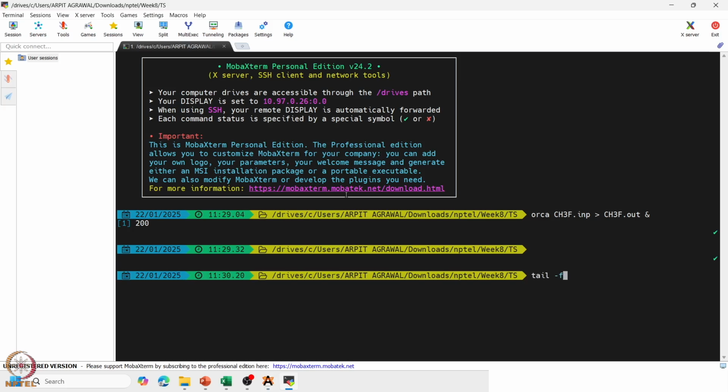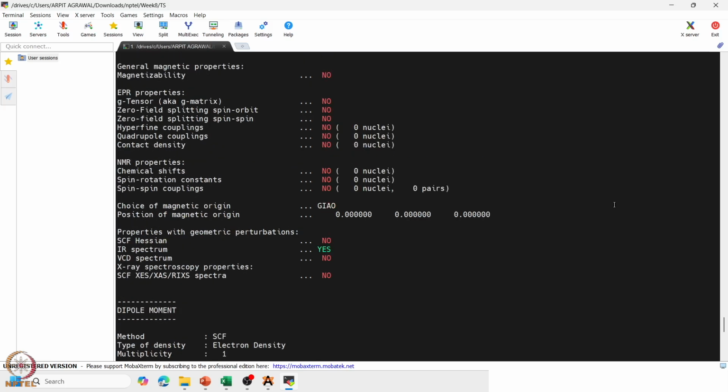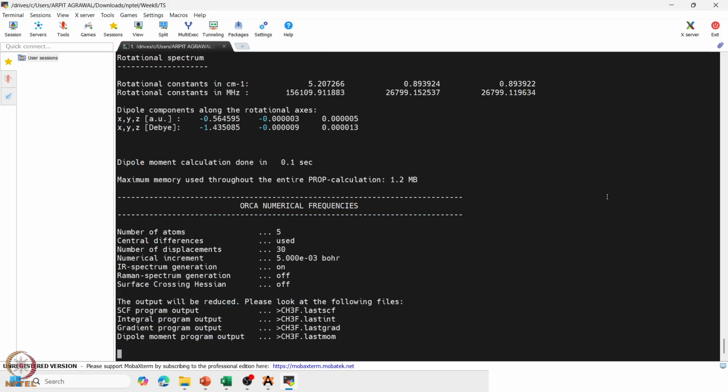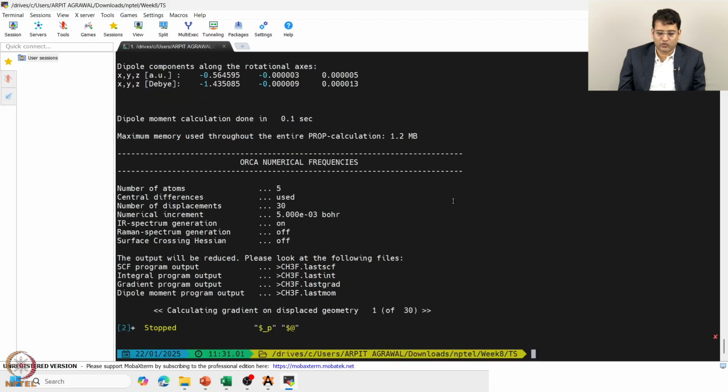So my calculation is still running. CH3F. So my optimization is done. It is calculating the numerical frequency. By the time it does its numerical frequency, what we can do is I can also run the CH3Cl job.